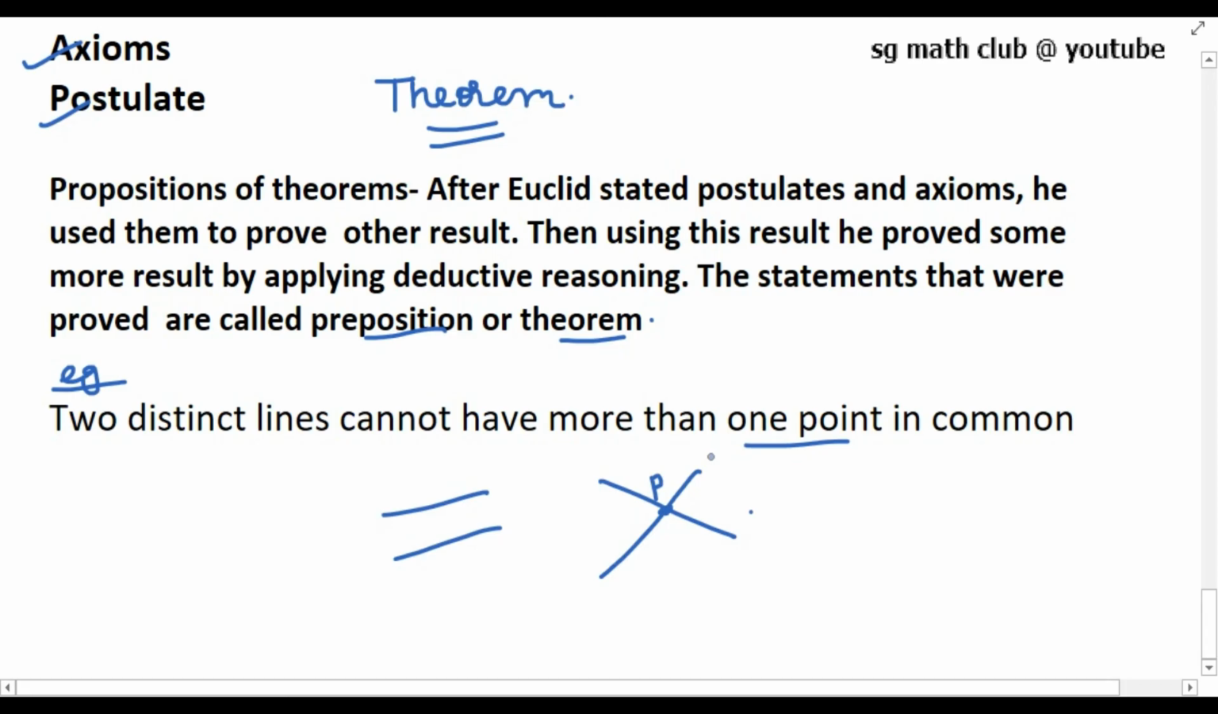So these are about axioms, postulates and theorems.